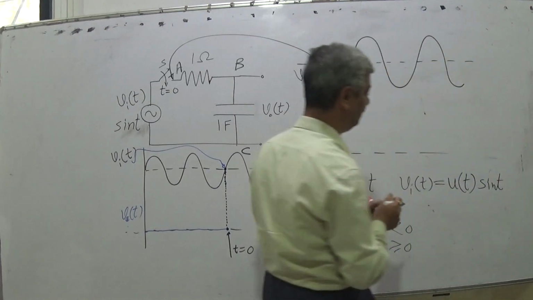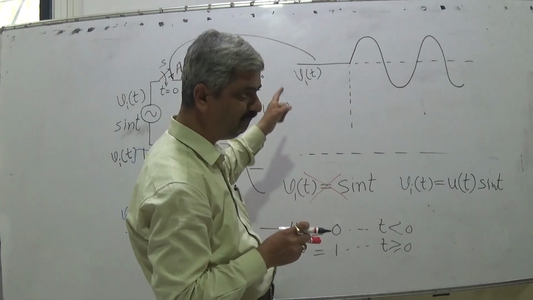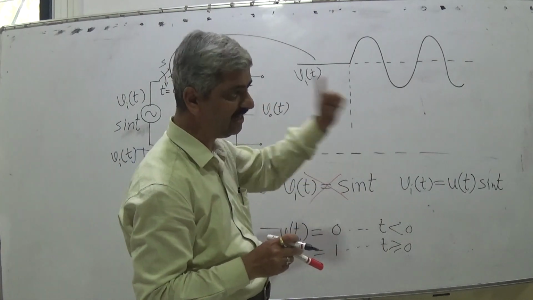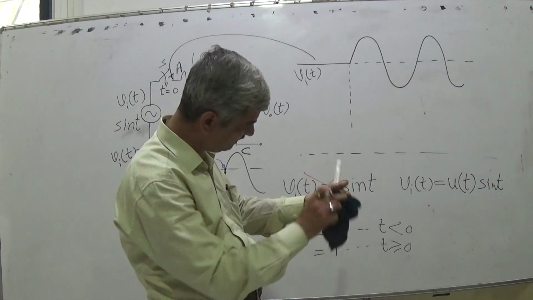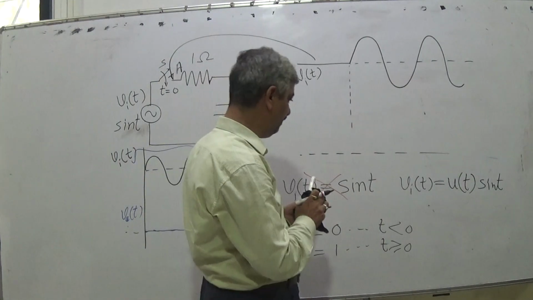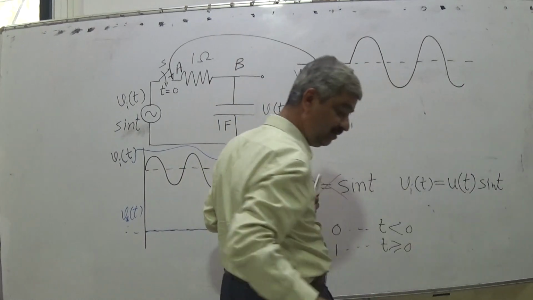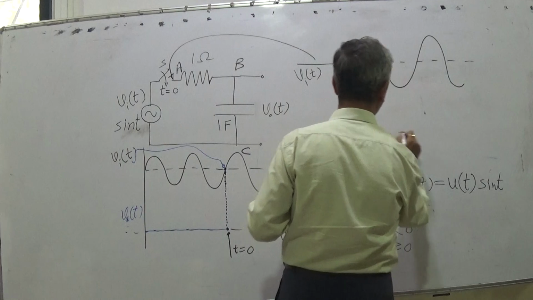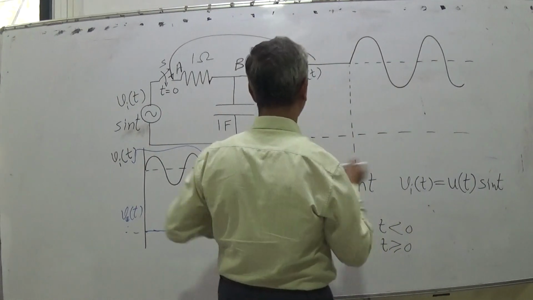So the differential equation is fully described: dVout(t)/dt plus Vout(t) is equal to Vin(t), which is u(t) sin t. So that I wrote in separate parts. Now if we talk of the output, what does the output have to be? So I am plotting the output here.